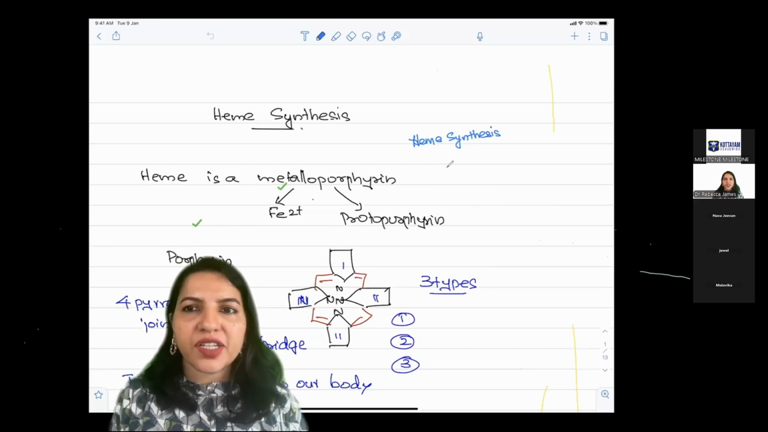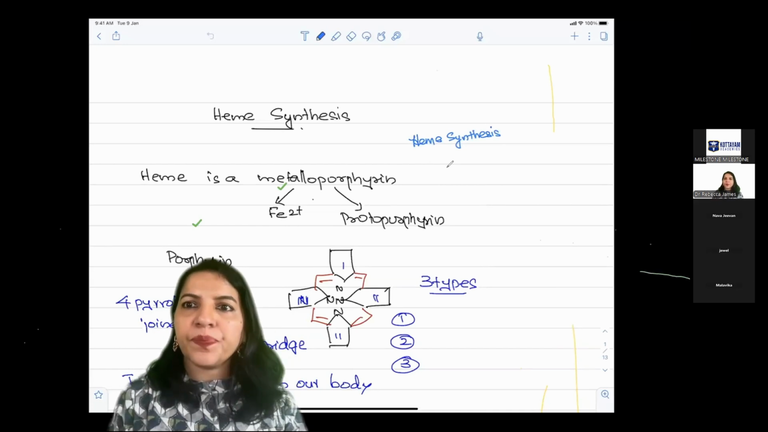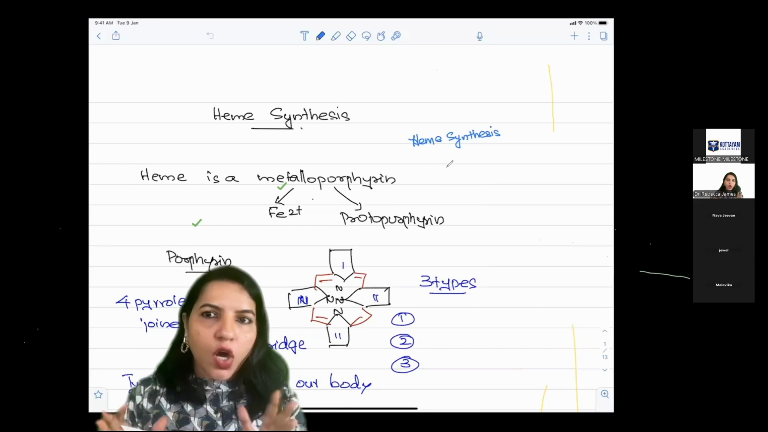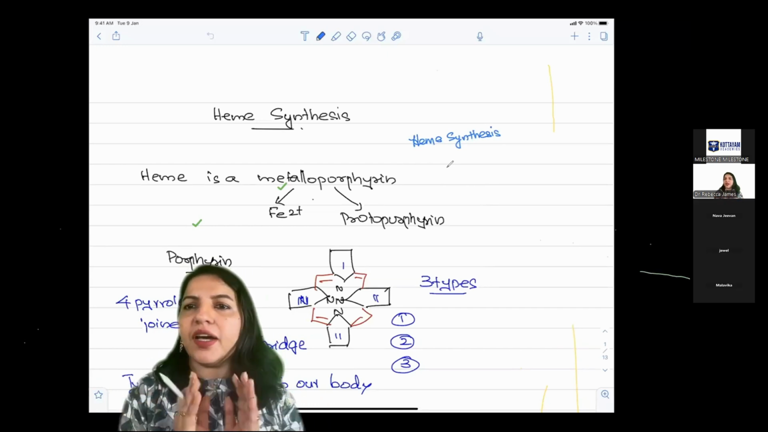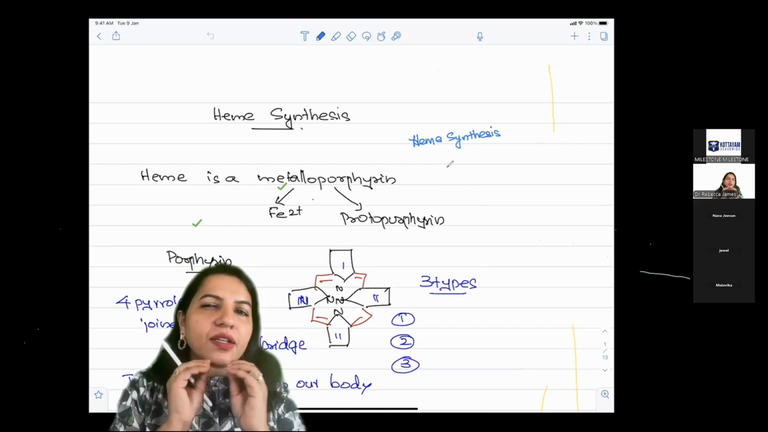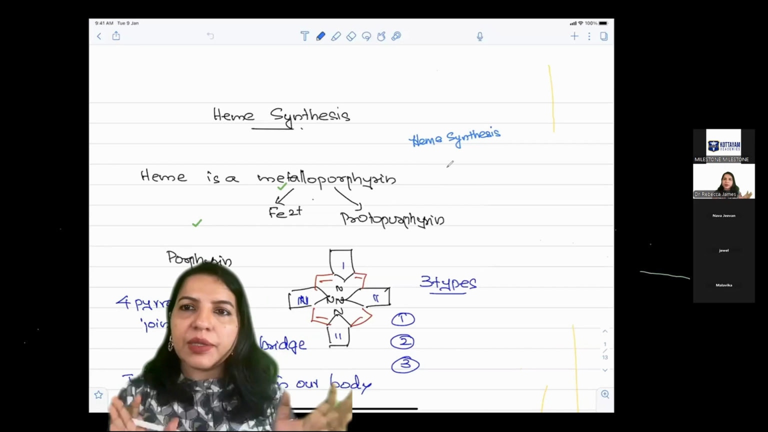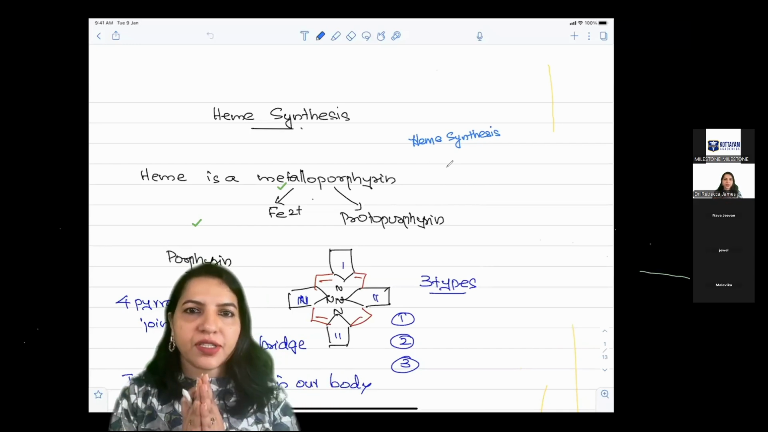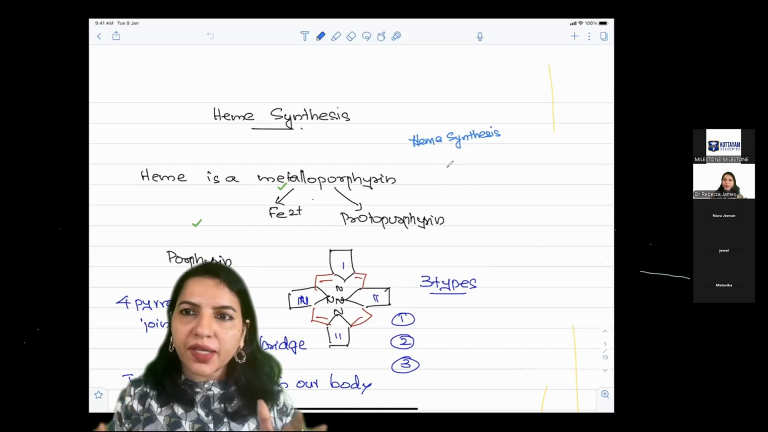So we are starting first with the heme synthesis. This is a very long, lengthy pathway, but you don't have to learn this pathway. But there are some porphyrias here, and there are some features of porphyrins. Only that you have to learn in heme synthesis and the porphyrias. Okay. So first, I will introduce to you who is a heme.